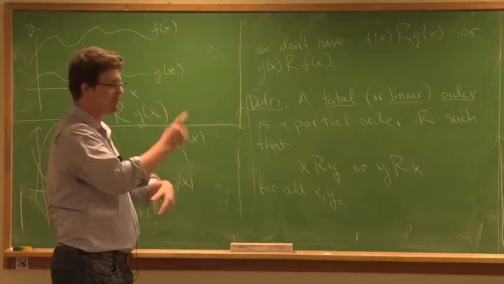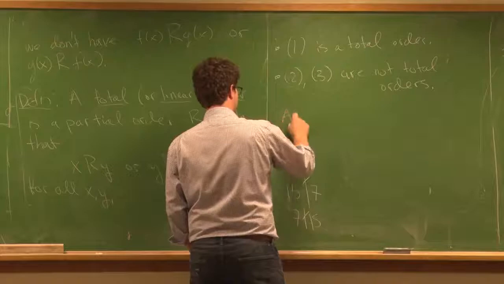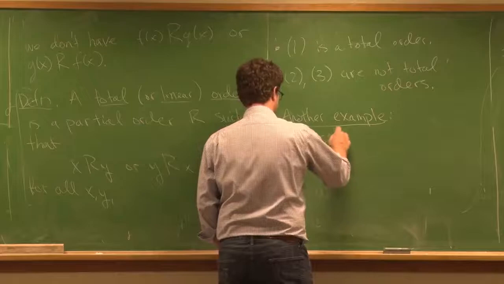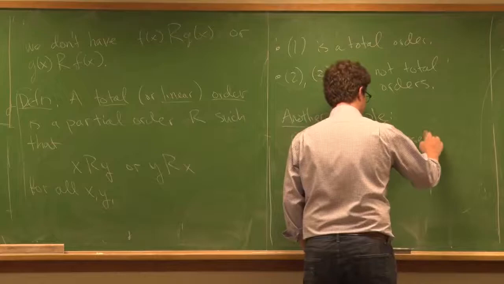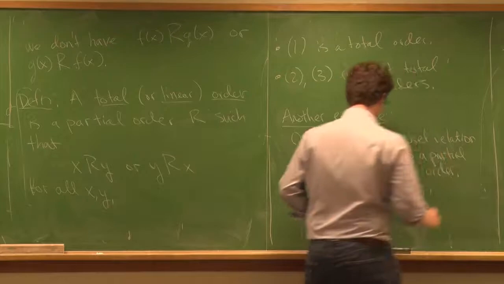So another interesting partial order, 4. So another example, on sets: A is a subset of B, so the subset relation. This is on the set of sets, and it is a partial order. It's not necessarily true that two subsets are contained in each other.